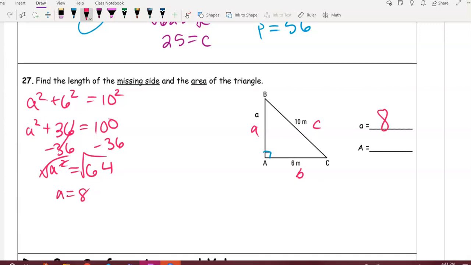And now the area of any triangle is base times height divided by 2. So if the base is 6, the height is 8. That means our area is 24.